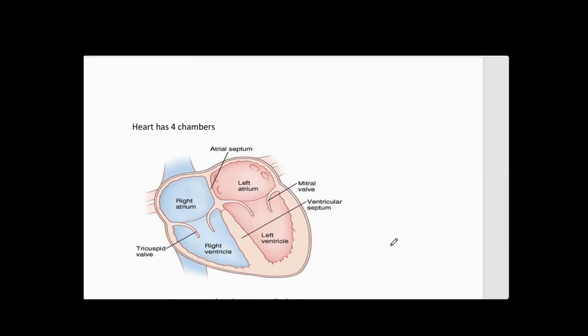Anatomical structures of the heart. The heart has four chambers. Those are called the right atrium, left atrium, right ventricle, and left ventricle.